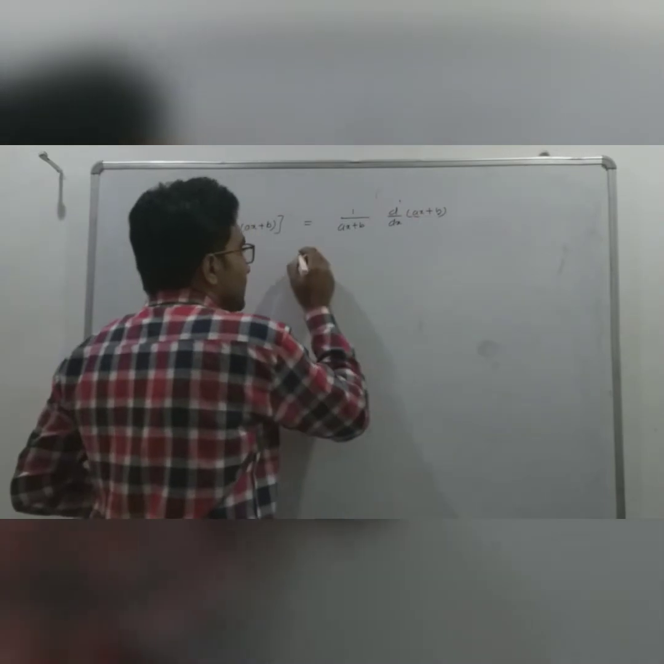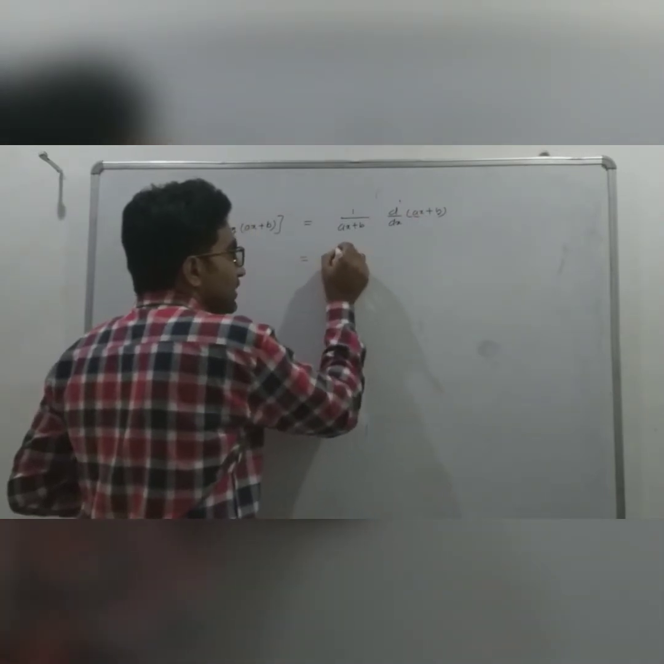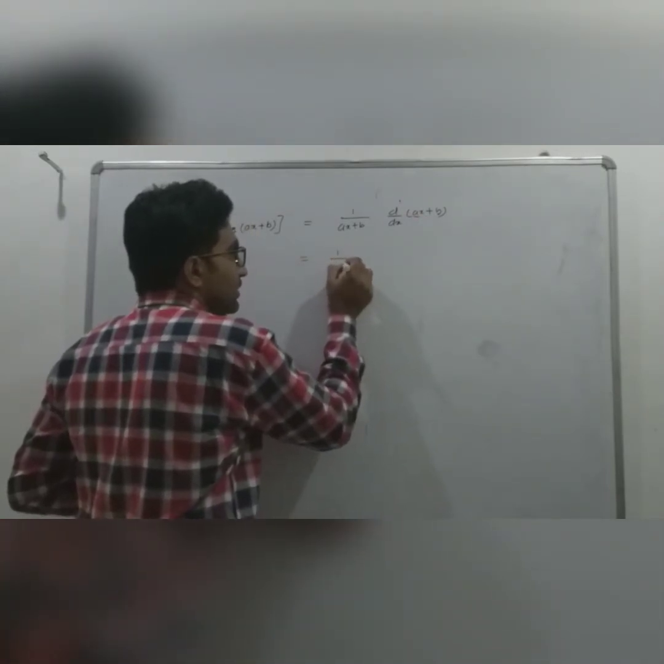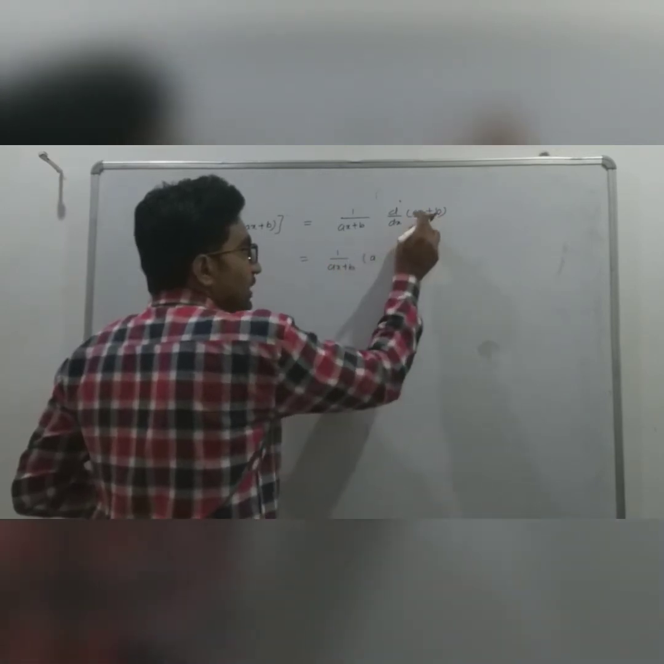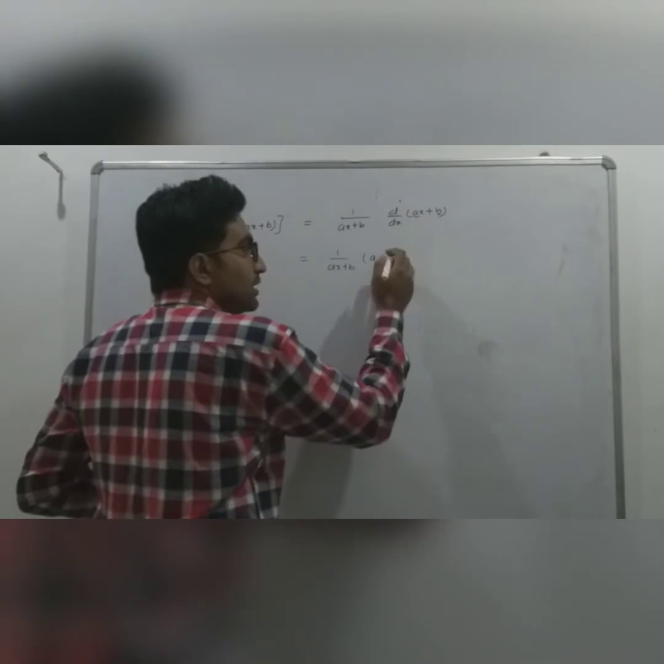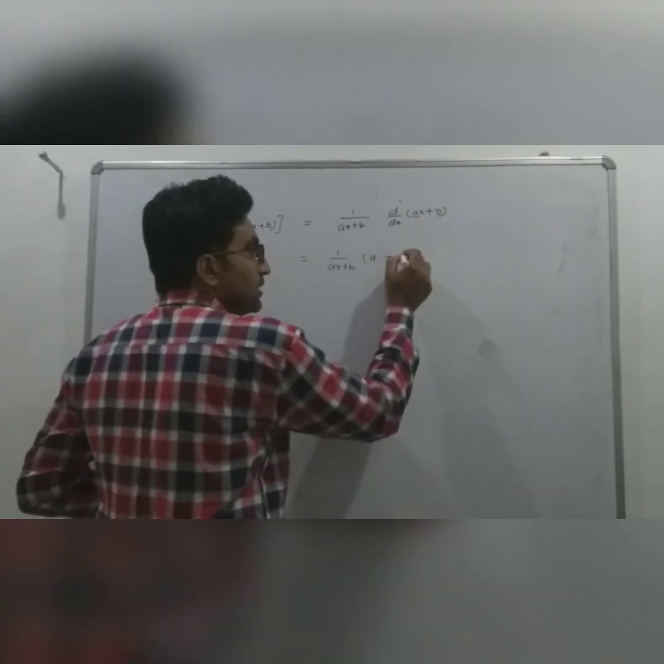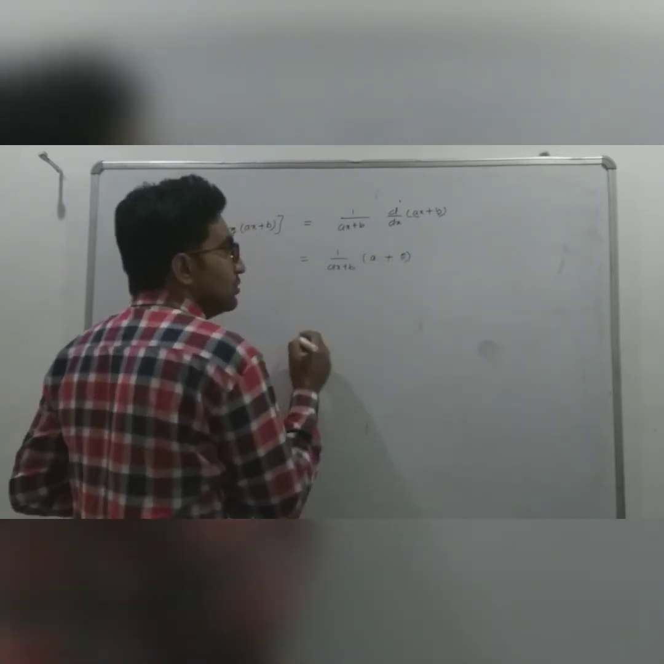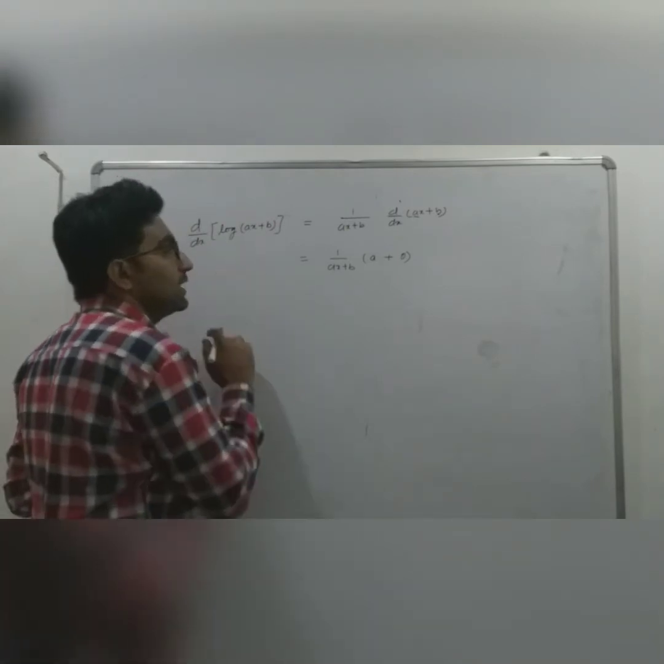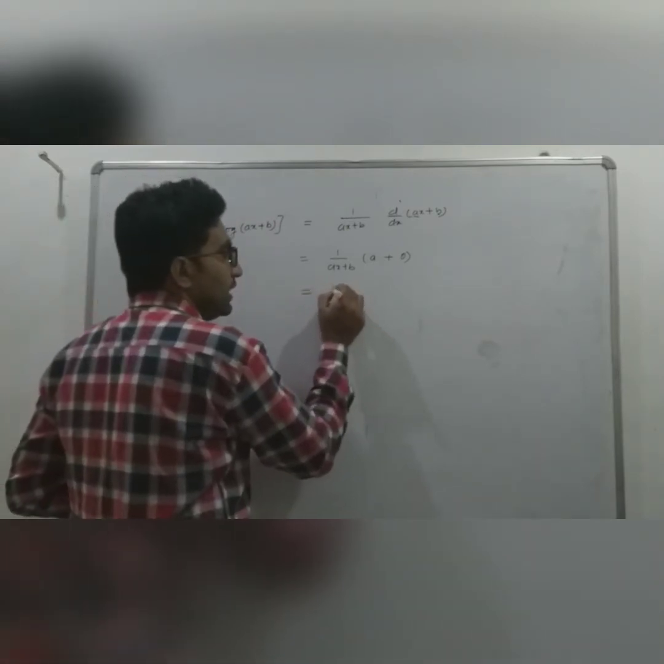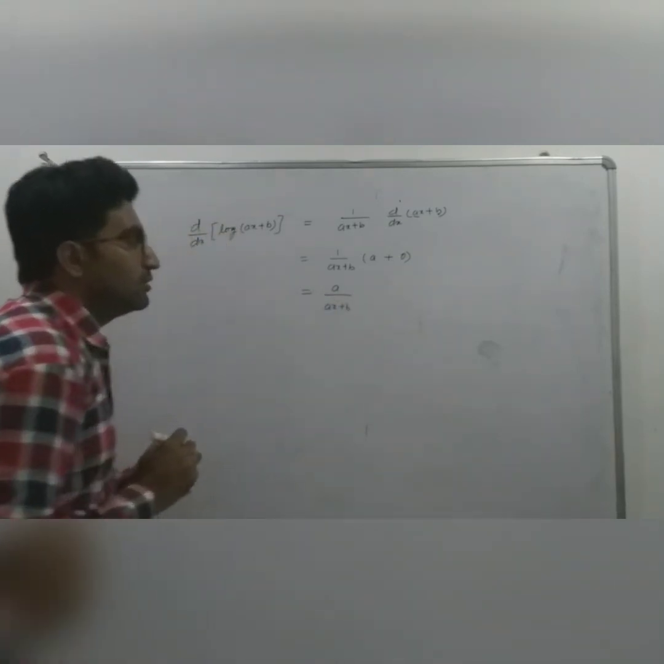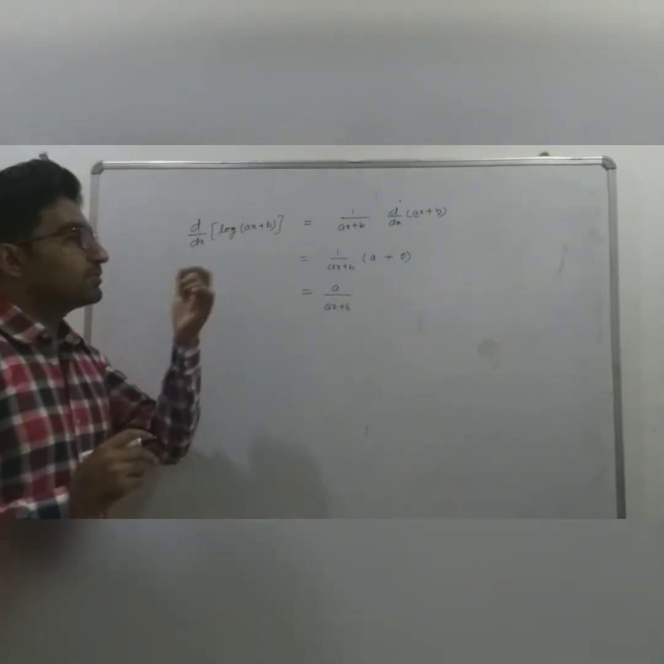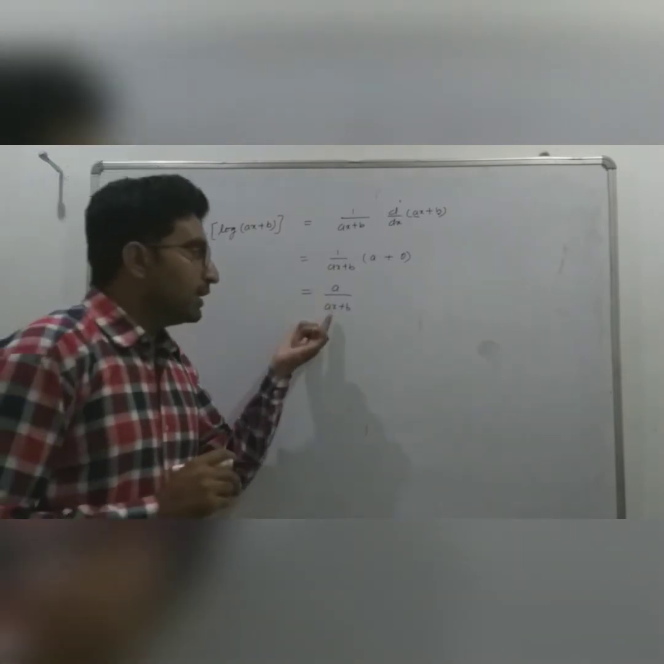Then if we differentiate ax plus b, we are left with 1 by ax plus b, into a, which can be taken out, and the differentiation of x will be equal to 1, and the differentiation of b, a constant quantity, will be equal to 0. So the differentiation of log of ax plus b is equal to a divided by ax plus b.